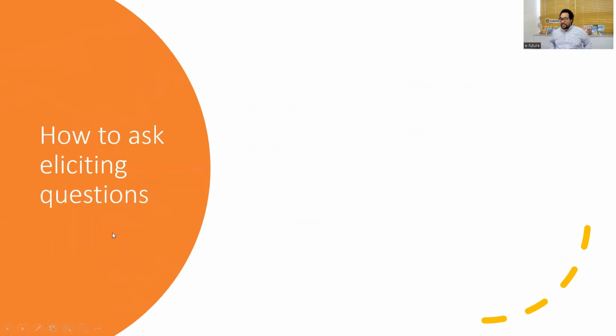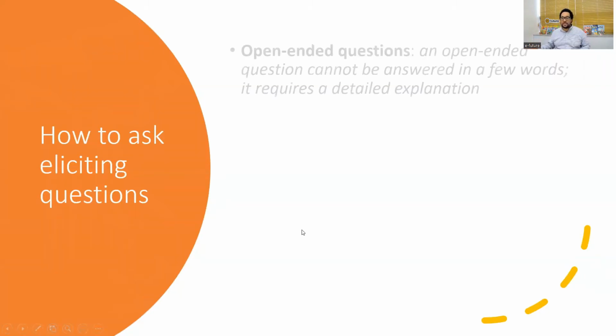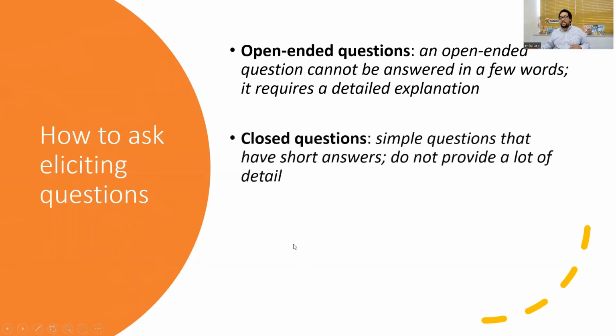Now, how do we elicit? How do we ask eliciting questions? For this part of the webinar, I'm actually going to have all of you participate. So I'm going to talk about things, but as we talk about them, I'm going to have you actually practice writing different types of questions. So very quickly, we're going to be talking about two basic types of questions: open-ended questions and closed questions.